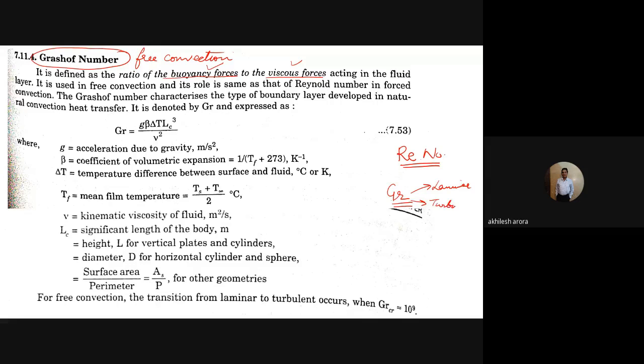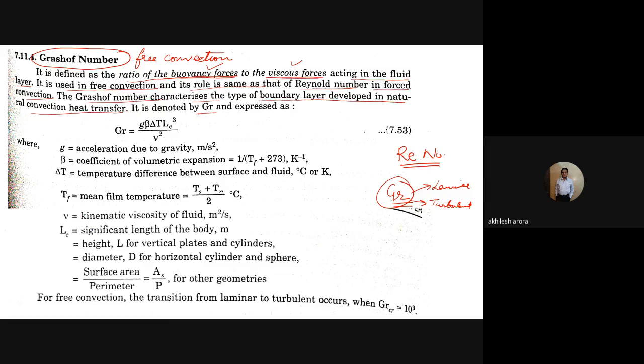So, in free convection, Grashof number will help us. We can see its definition is the ratio of the buoyancy forces to the viscous forces acting in the fluid layer. It is used in free convection and its role is the same as that of the Reynolds number in forced convection. The Grashof number characterizes the type of the boundary layer developed in natural convection heat transfer.